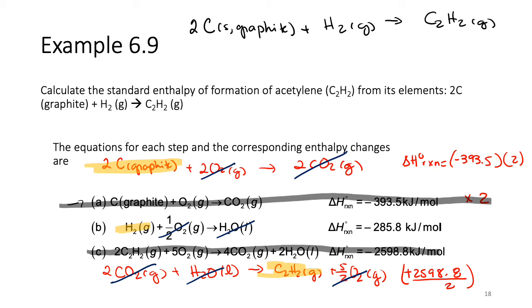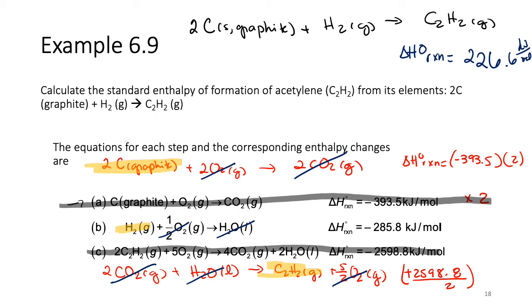So now I go ahead and I add all of those values. Negative 393.5 times 2 plus negative 285.8 plus positive 2598.8 divided by 2. It gives me a disappointing number. Delta H naught of reaction comes out to be 226.6 kilojoules per mole. Ta-da! That is how you do this problem.